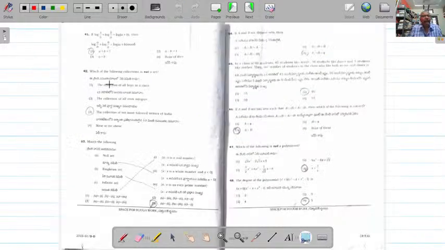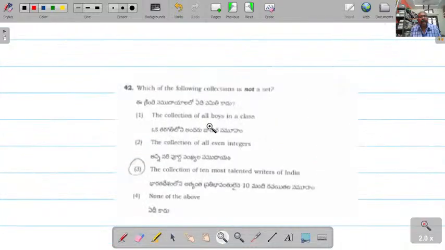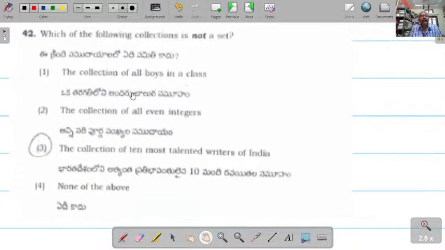42nd problem. If you observe the trend of the question paper which was held on 29th May, this was the previous AP question paper. Just see, the total is concept based only. Which of the following collections is not a set? All collections need not be sets, but a set is a collection of well defined objects. The collection of all boys in a class, it's a set. So it is not our answer.